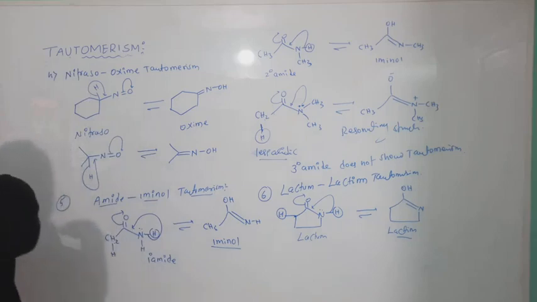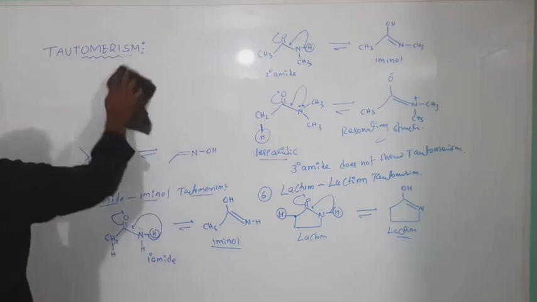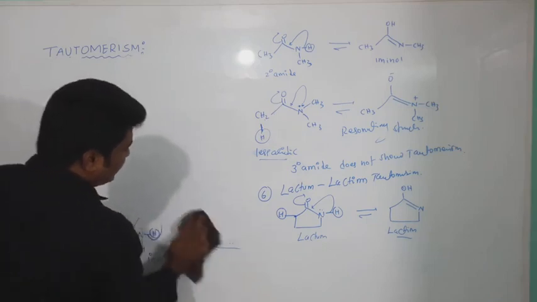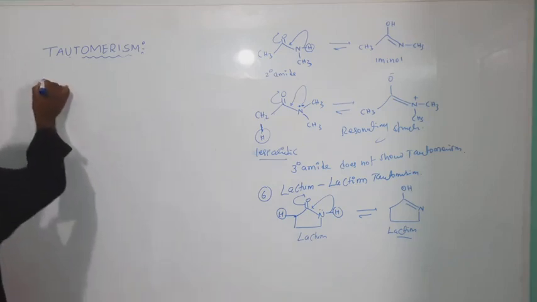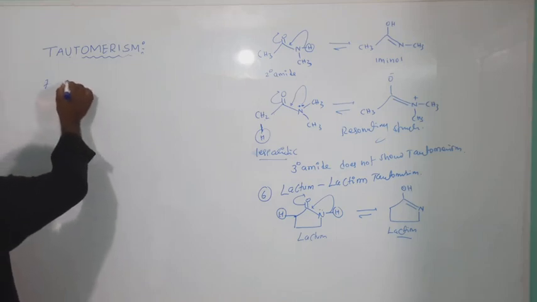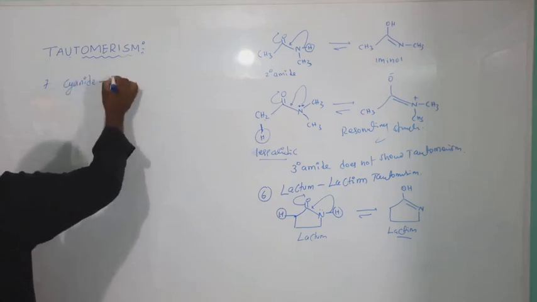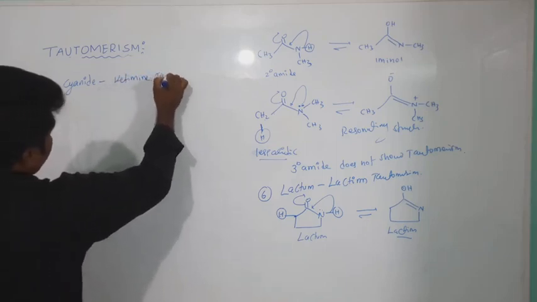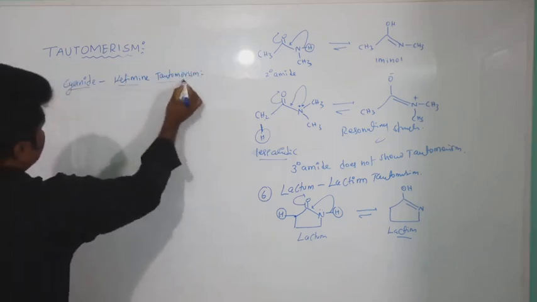One more is there, that is cyanide and ketimine tautomerism. First complete that one. See here, that is the seventh one: cyanide and ketimine tautomerism. So what is the cyanide ketimine tautomerism?